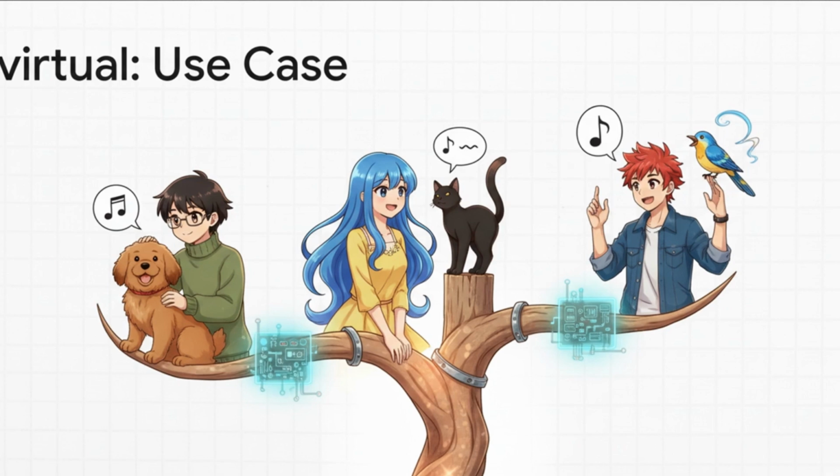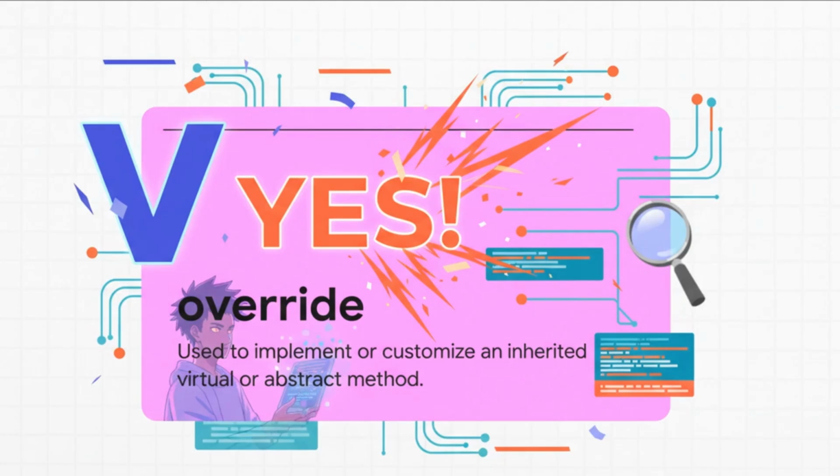Now, is there a catch? Kinda. There's a tiny performance hit from something called a V-table lookup, but for 99% of apps, you'll never even notice it. So, if virtual is the invitation, what's the response?